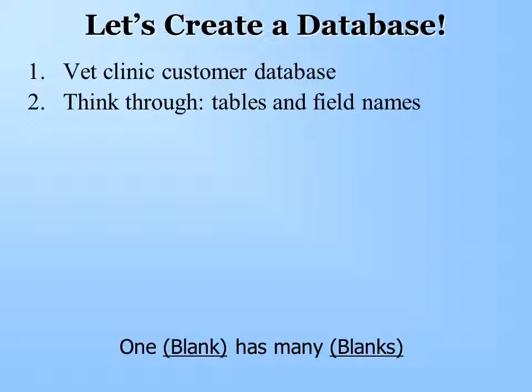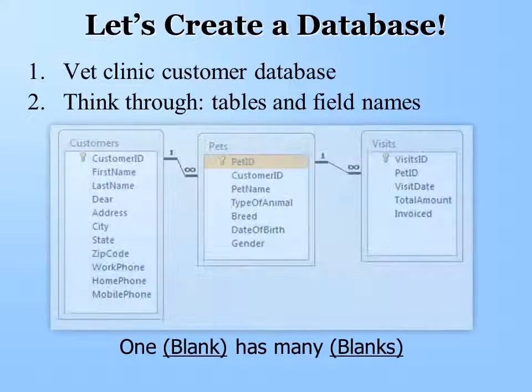And so we will ask the question, one blank has many blanks, and our goal is to fill in those blanks, and those blanks become the tables. For example, one customer has many pets, and so customer and pets becomes a table. Each one becomes a table. And then I could probably say one pet has many visits. And then we would have 3 tables.